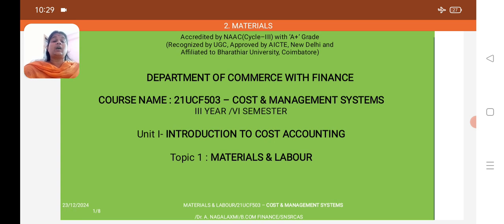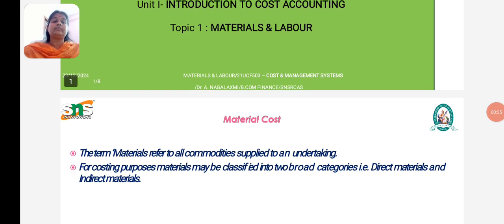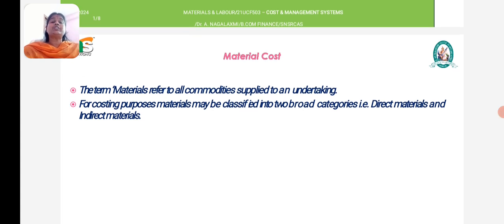It's my privilege to make an explanation in the course Cost and Management Systems, in the unit Introduction to Cost Accounting, and the topic is Material and Labor. So first we should know what is meant by material cost. The term materials refers to all commodities supplied to an undertaking. For costing purposes, materials may be classified into two broader categories, direct material and indirect material.